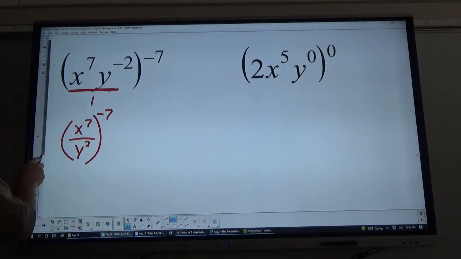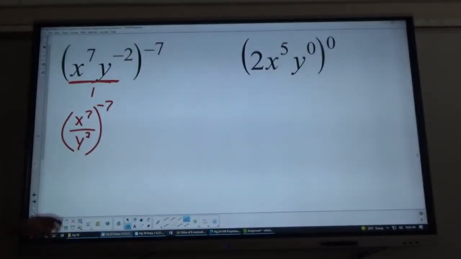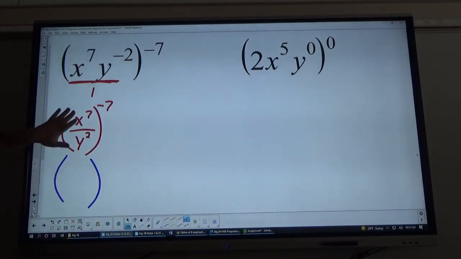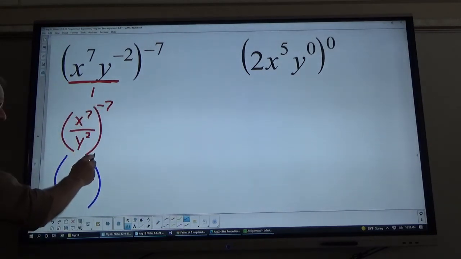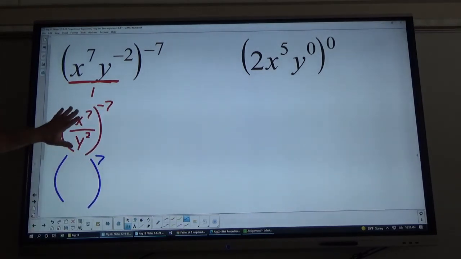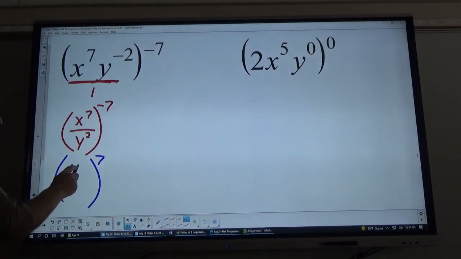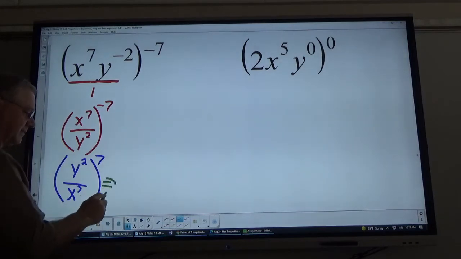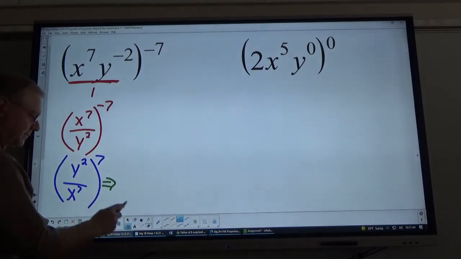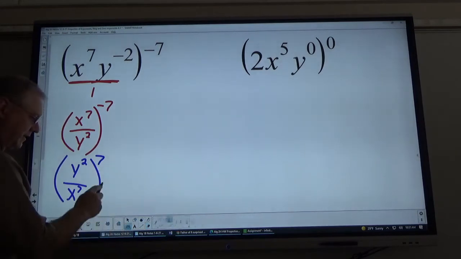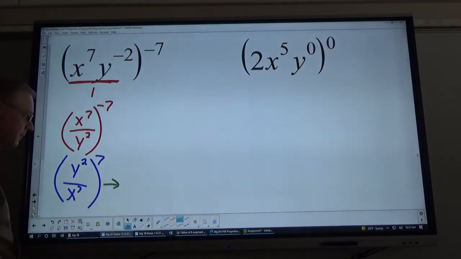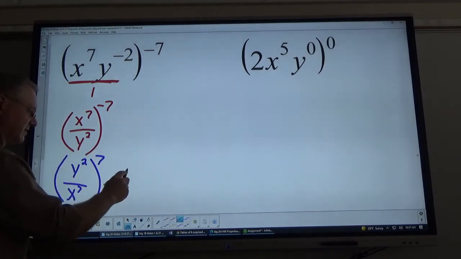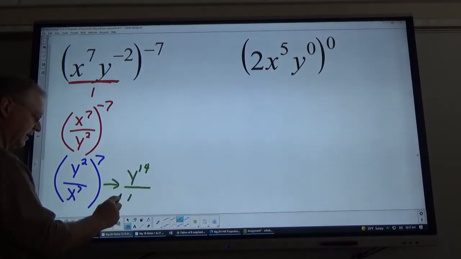Now, if you don't want to deal with a negative power on the outside, the way you can get around that is to change that negative 7 on the outside to a positive 7 before you apply it. Just flip over the fraction. Y to the second, x to the 7 has now flipped. It's the reciprocal. Now that I've done that, why do I do that? I think an arrow would be sufficient. I don't need a double line arrow. I apply the power to both, so this gives me y to the 14 over x to the 49.